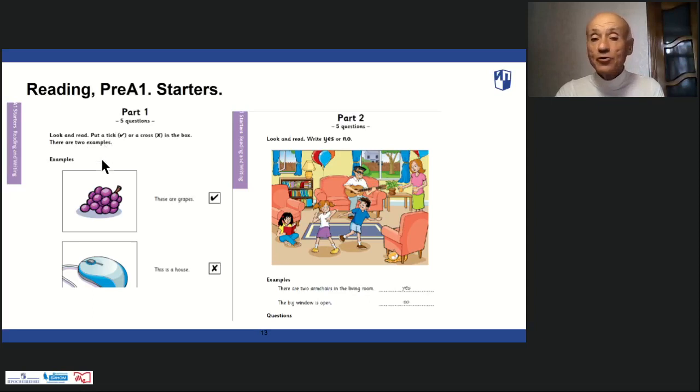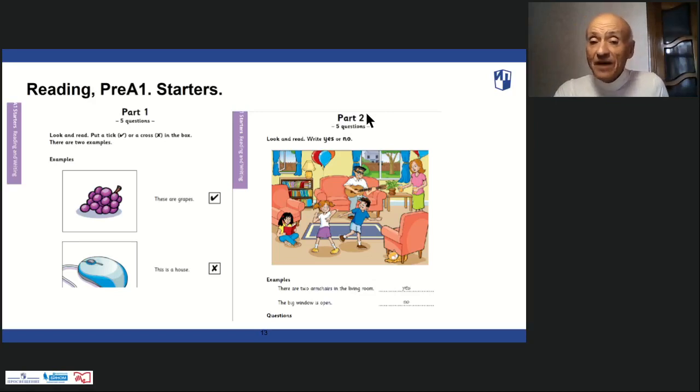There are 2 examples. These are grapes, yes. This is a house. Of course not. It's not a house. It's a mouse, a computer manipulator. And then more questions follow.